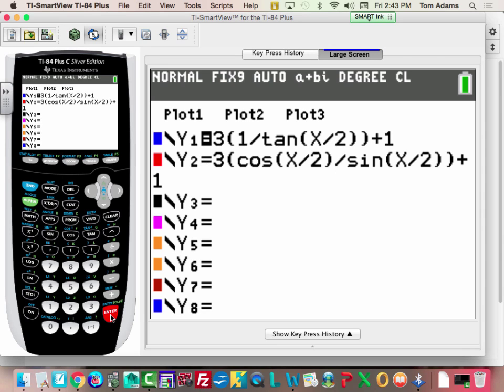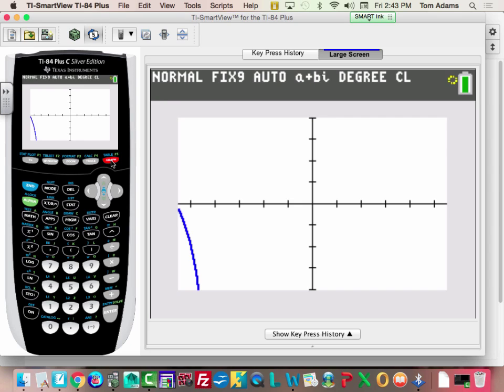And now it changes from turning it on or off. If you have the filled in box, that means it will show. If you turn the equal sign off, that means it will not show. So now when I hit graph, I should only see the blue line.